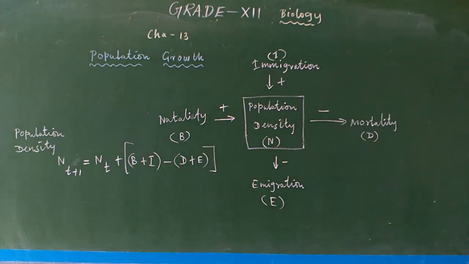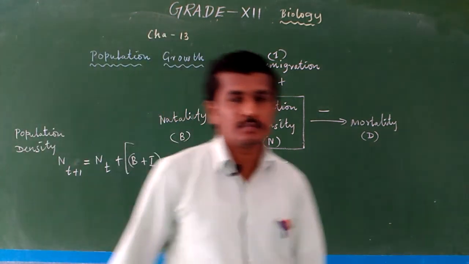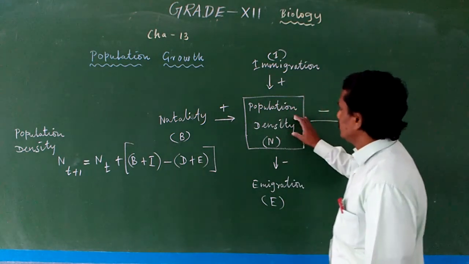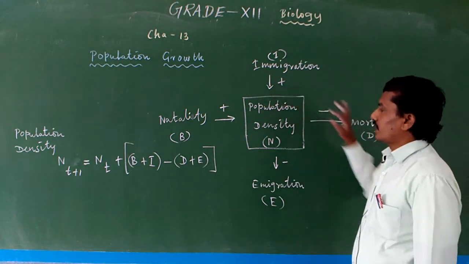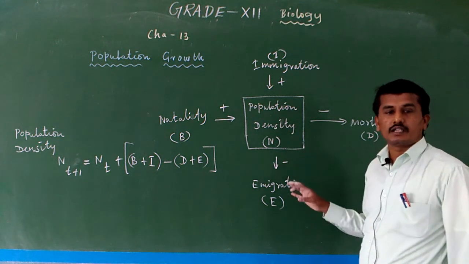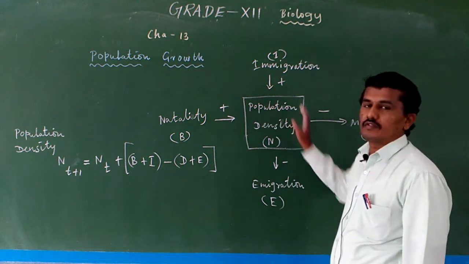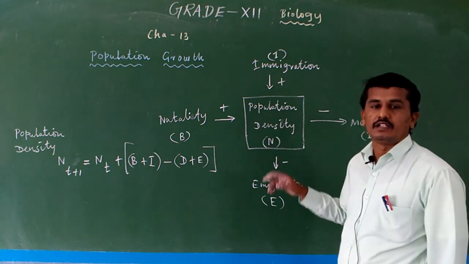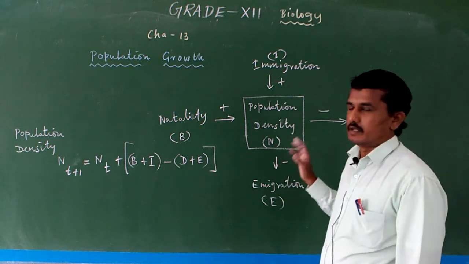Next one, how do we calculate the population growth? Normally we know these 3 factors, and 4 factors which are important for the population density. How do we calculate the population density with the use of 4 factors? Suppose population density we denote as N, density N.